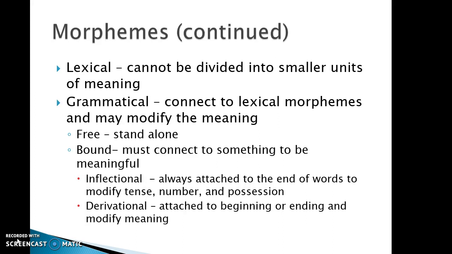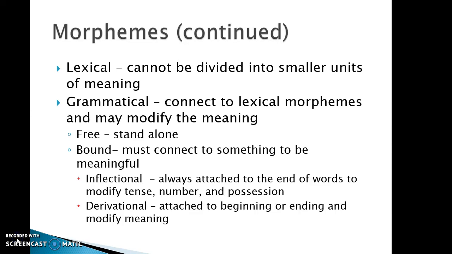So there are two types of morphemes. There are lexical and grammatical. Lexical morphemes cannot be divided into smaller meaningful units. So an actual word is a morpheme. The word like cat is the smallest unit of meaning, so that can't be divided in any other kinds of ways. And we compare that to grammatical morphemes, which connect to lexical morphemes and modify the meaning. One aspect of a grammatical morpheme is a free morpheme, meaning it can stand alone.